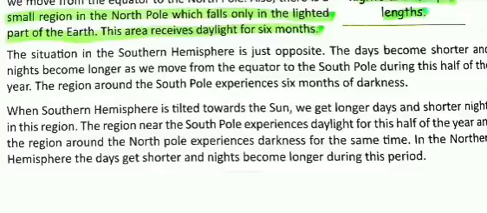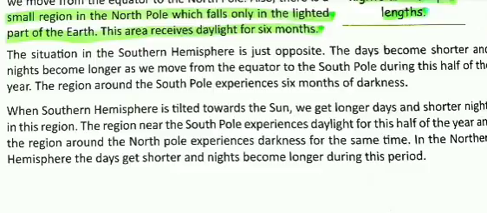The situation in the southern hemisphere is just opposite. The days become shorter and the nights become longer. As we move from the equator to the South Pole, during this half of the year, the region around the South Pole experiences 6 months of darkness. Yes, 6 months of darkness. For 6 months, they are always having night.